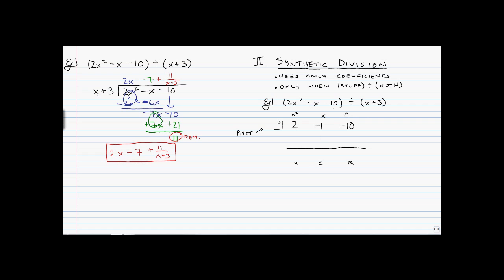Okay, and the last piece. In order to fill in the pivot, we need to have a number up here. And that number, that pivot, comes from our divisor. Our divisor, in this case, is x plus 3. To find out what number goes in the pivot, we set our divisor equal to 0. Then whatever value comes out for x, that's what we use as our pivot. In this case, if I solve for x, I get that x equals negative 3. So our pivot is going to be negative 3.